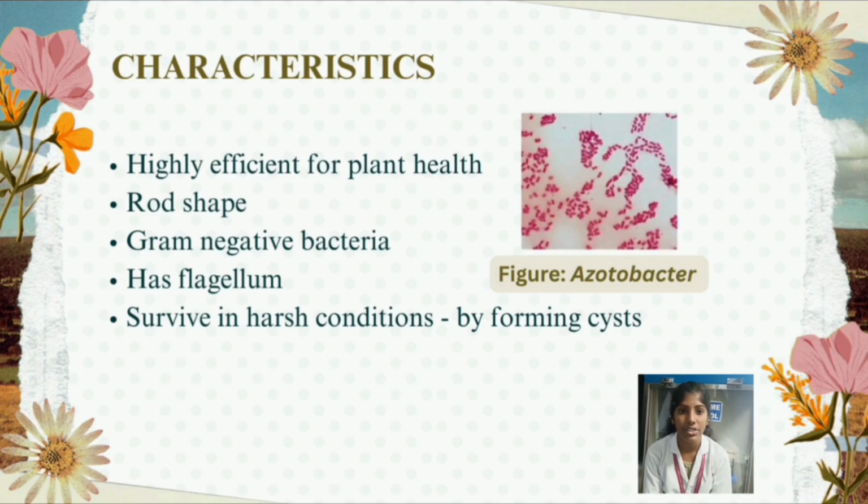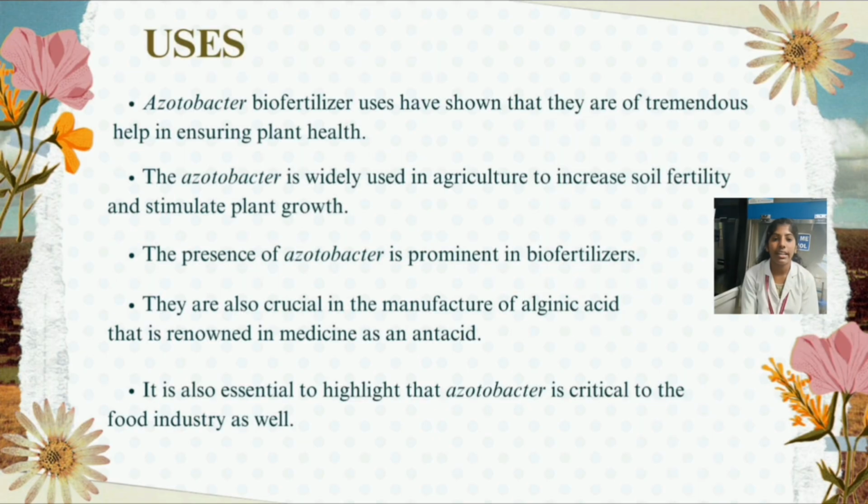Next, the characteristics of Azotobacter. Azotobacter is highly efficient in promoting plant health and growth. It has a rod-shaped structure and belongs to the group of gram-negative bacteria. This bacterium is motile because it has a flagellum which helps in movement. One of its unique features is the ability to survive under harsh environmental conditions by forming cysts. This adaptation allows Azotobacter to remain active and continue supporting plant health even in unfavorable environments. Next, the important uses of Azotobacter.